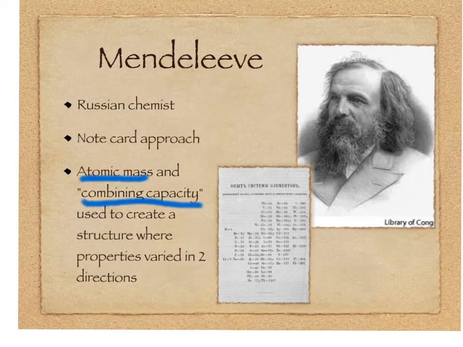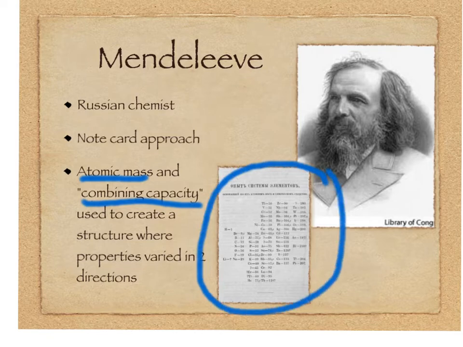And it looks not exactly like our current periodic table. Here's an actual picture of his table in Russian. But we can see that there are rows and there are columns, and that there are actually some spaces that were left here. And those spaces ended up being very significant in the implementation of this tool over time.